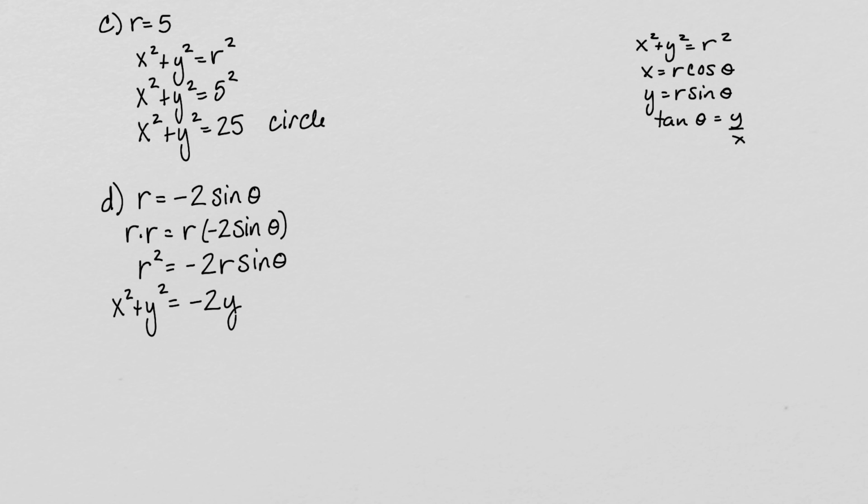And if you wanted to, you could stop there. You could move the minus 2y over and get x squared plus y squared plus 2y equals 0. And anybody know what that is?